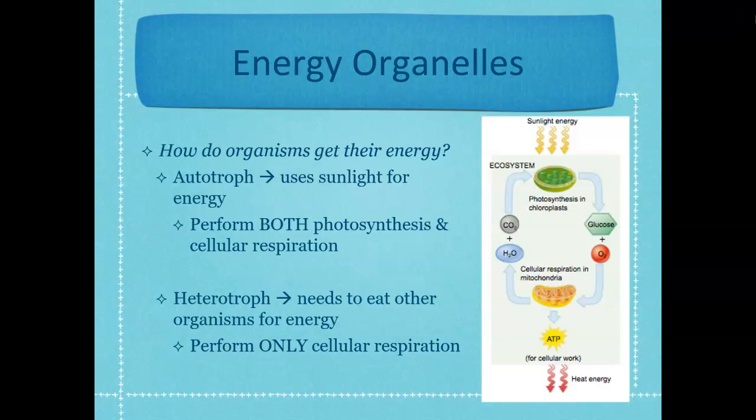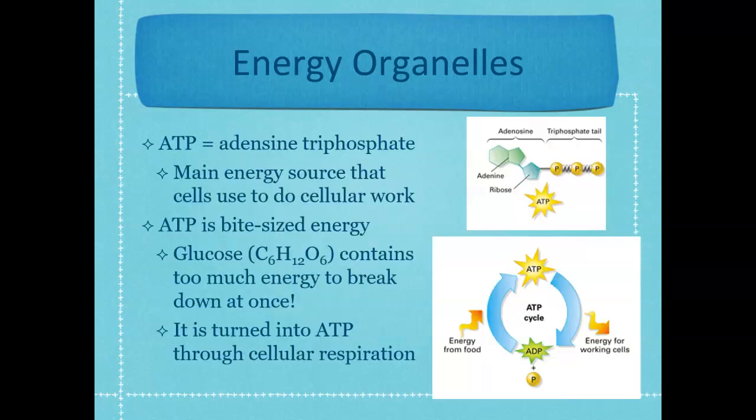So autotrophs can do both photosynthesis and cellular respiration because they have all the needed organelles. They contain both chloroplasts and mitochondria. Heterotrophs, on the other hand, like us, only have the mitochondria, so we have to consume other organisms in order to get the glucose that we need, the sugar that we need, in order to go through cellular respiration. But the end goal is to make this molecule called ATP, because that's how cells are able to do different types of functions. So what is ATP?